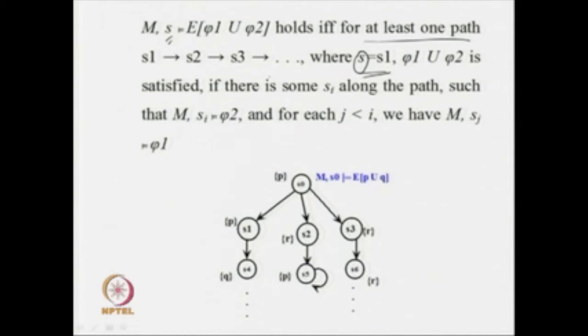What does it mean? That means we are going to get a state S I where phi 2 is true, and all the preceding states in the path before this S I must have phi 1 true. That means, for each j less than I, M, s j models phi 1. So, this is similar to your A phi 1 until phi 2, but here we are concerned about one particular path, any particular path, that is why I said that there exists a path, with the E quantifier. Now I can look at this particular model M with its labeling function.